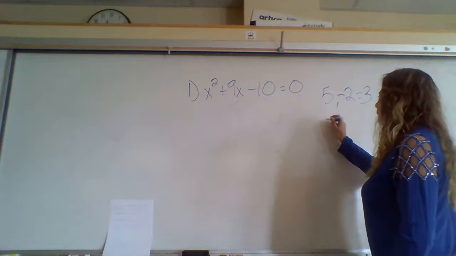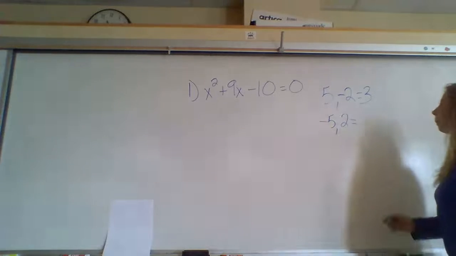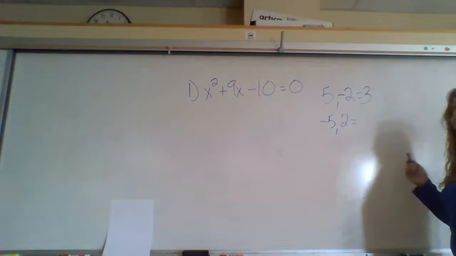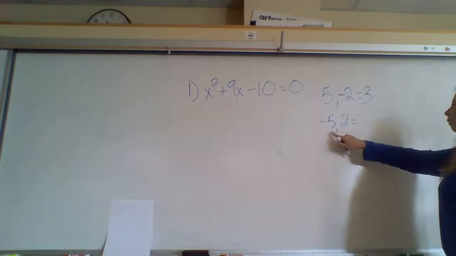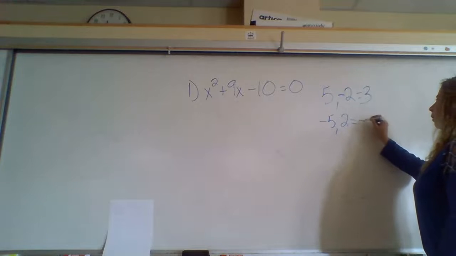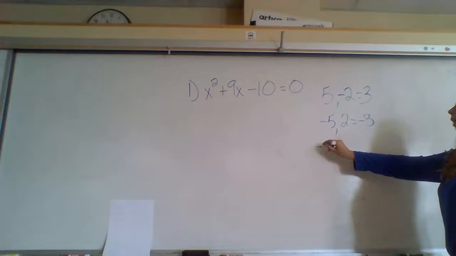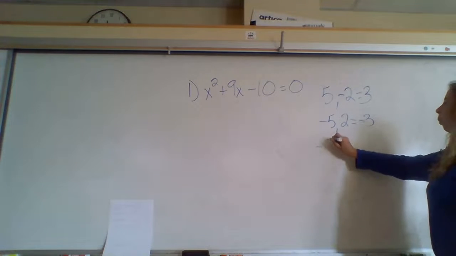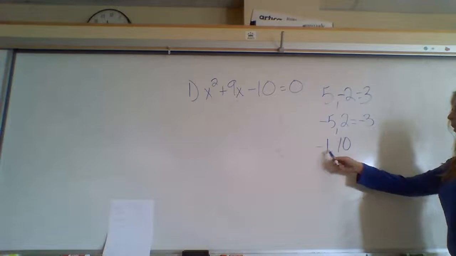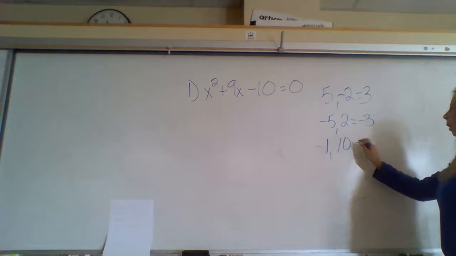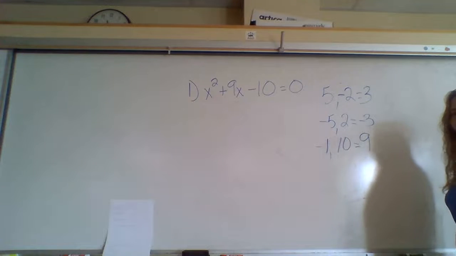What if I switch it, -5 and +2? They multiply together to get -10, but do they add up to 9? Well, let's see. -5 plus 2 is -3. No. What about -1 and 10? If you multiply those two numbers together, you get -10. If you add them up, you get 9. Aha! So those are our two factors.